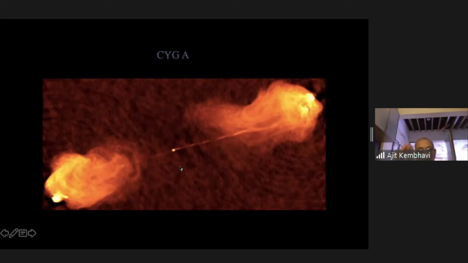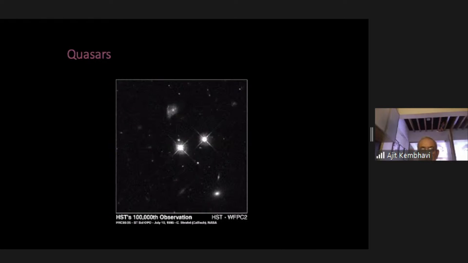So clearly, there is something at the center which is emitting this energy. Right? So now here is another object. This is a rather old image taken by the Hubble Space Telescope, but it's very beautiful. It was taken in 1996, as you see. And you see that this object here is a star.